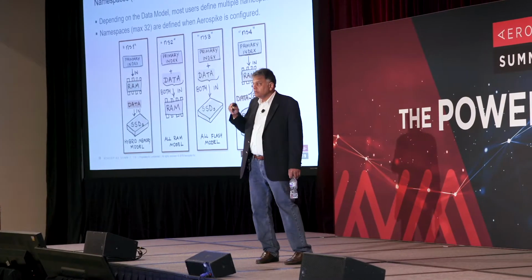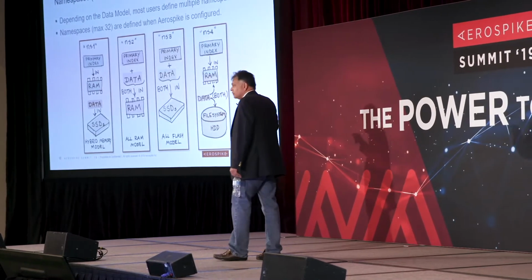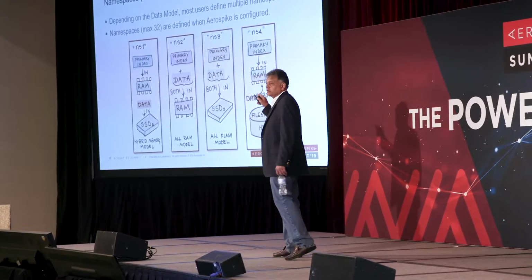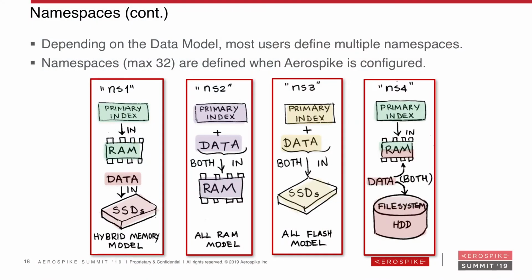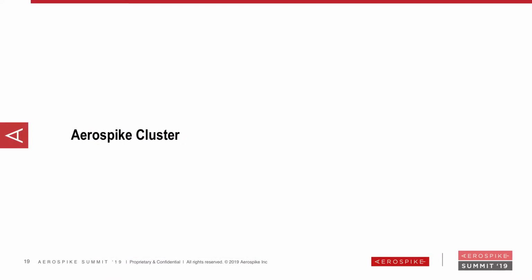Of course, when you put the primary index on SSDs, there is a little bit of work required in choosing how many sprigs you must deploy in your configuration. And you will pay a little bit of a price in latency when you use the all-flash model, but it is an incredible cost saver. And then finally, of course, we talked about primary index in RAM with data in file system and copy in memory. So with that, let's take a quick look at how an Aerospike cluster forms.